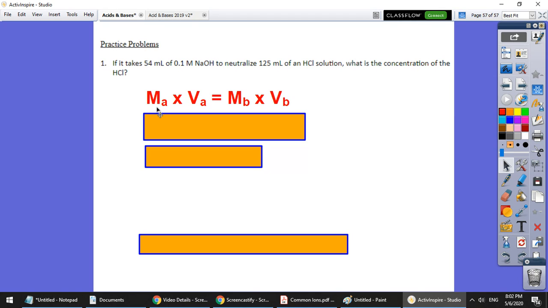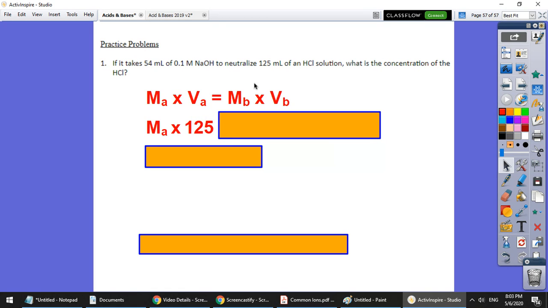Let's start with the molarity of the acid. What is the molarity of the acid? Well, we don't know that. That's what the problem is asking us for. So that's going to stay as Ma for now because we can't plug a number in for that. What about the volume of the acid? Right? Tells us that we have 125 milliliters of HCl. So that's our volume of the acid, 125.